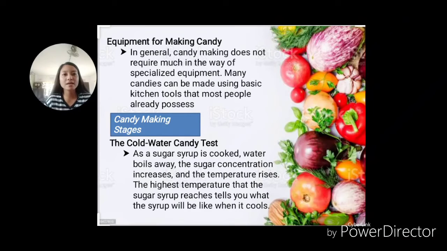Equipment for making candy. In general, candy making does not require much in the way of specialized equipment. Many candies can be made using basic kitchen tools that most people already possess.